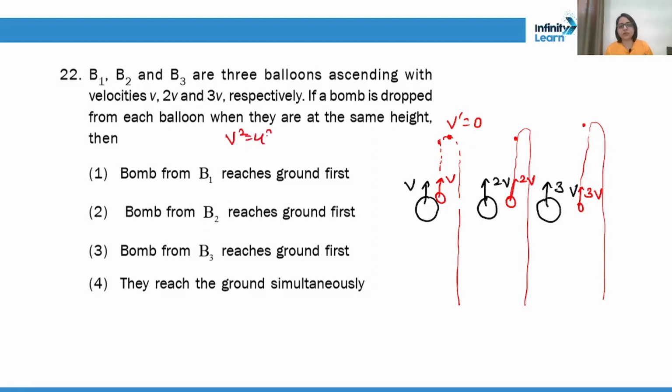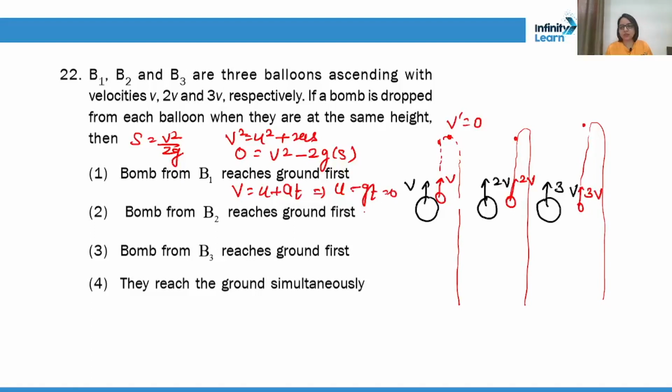v square is equal to u square plus 2as. v square is 0, u square is v square, plus 2 into minus g into s. So you can see that s is v square upon 2g. Fine. But we need to find the time, right? So let's find time. You can use this equation: v is equal to u plus at. v is 0, u is u, and it is minus gt equals 0. So t is equal to u upon g, right?